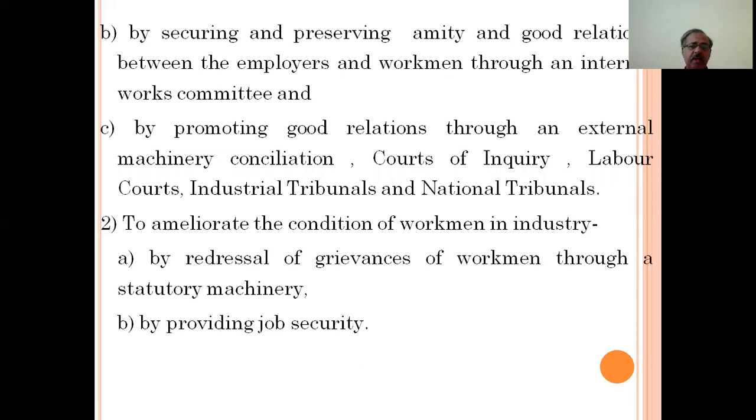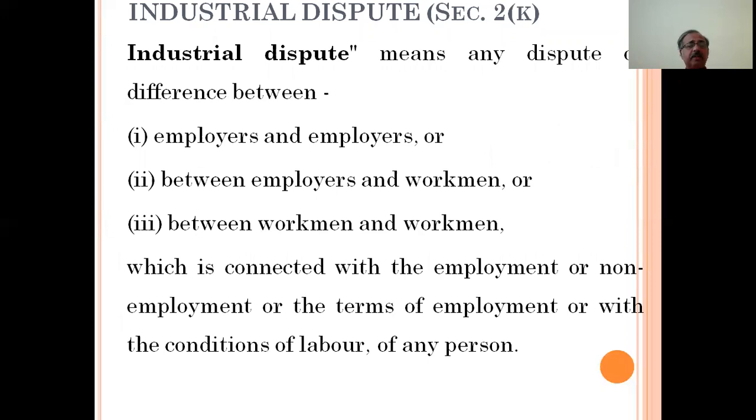So the ultimate objective of the Industrial Disputes Act is to provide industrial peace by reconciling the issues or creating a good relationship with the help of internal works committee and some other external dispute redressal forums, and to ameliorate conditions of workmen, to provide better working conditions, to resolve the grievances of the workmen, and providing job security. Let us see the important definitions.